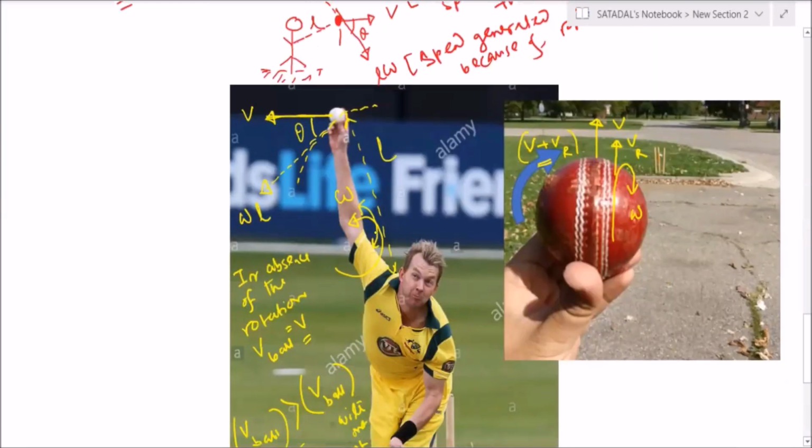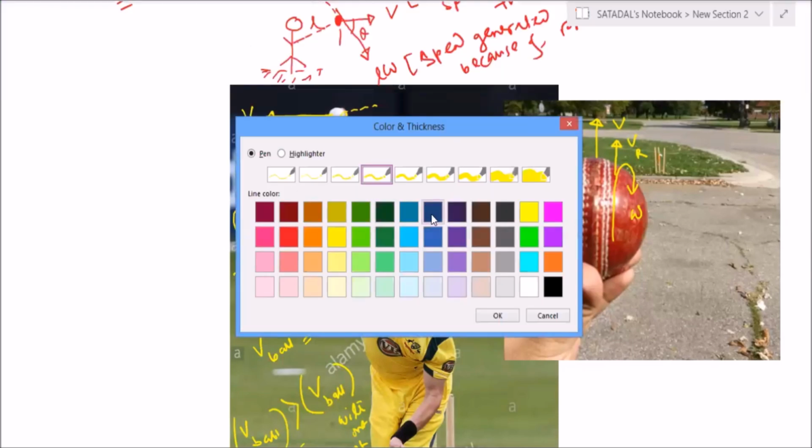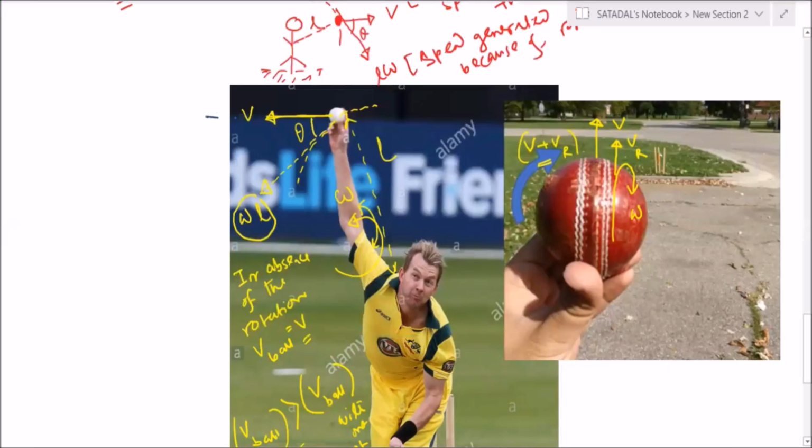Fine. Now tell me one thing. If this component is omega into L, what will be the component in that direction? What will be the component of omega L in the V direction? Tell me. So in this direction, an extra component will come, that is omega L cos theta. Correct? What is the component in the downward direction? That will be omega L sin theta. Okay, this is clear to everyone now?